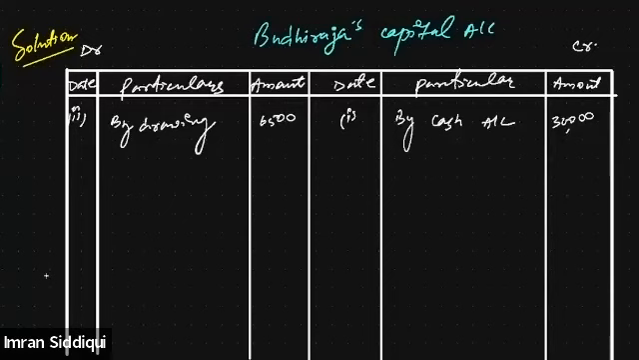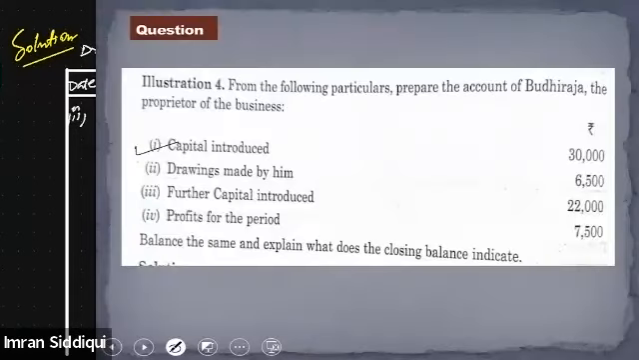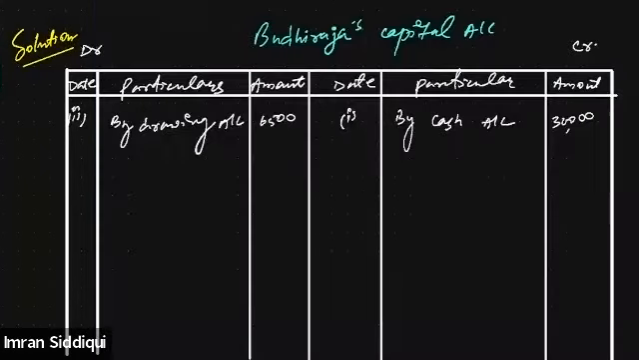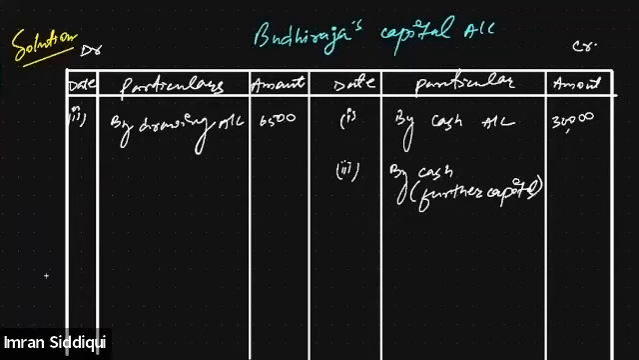Okay. And moving back to the question, next transaction, further capital being introduced. So this will be introduced in cash again. So we'll write down by cash, further capital. This is not compulsory to write, I'm just writing it for reference. By cash 22,000.